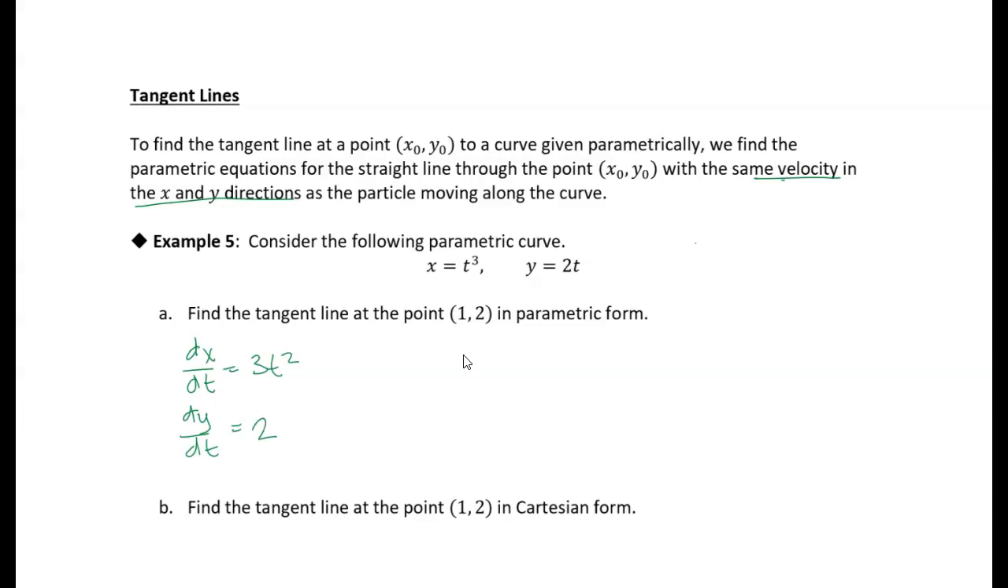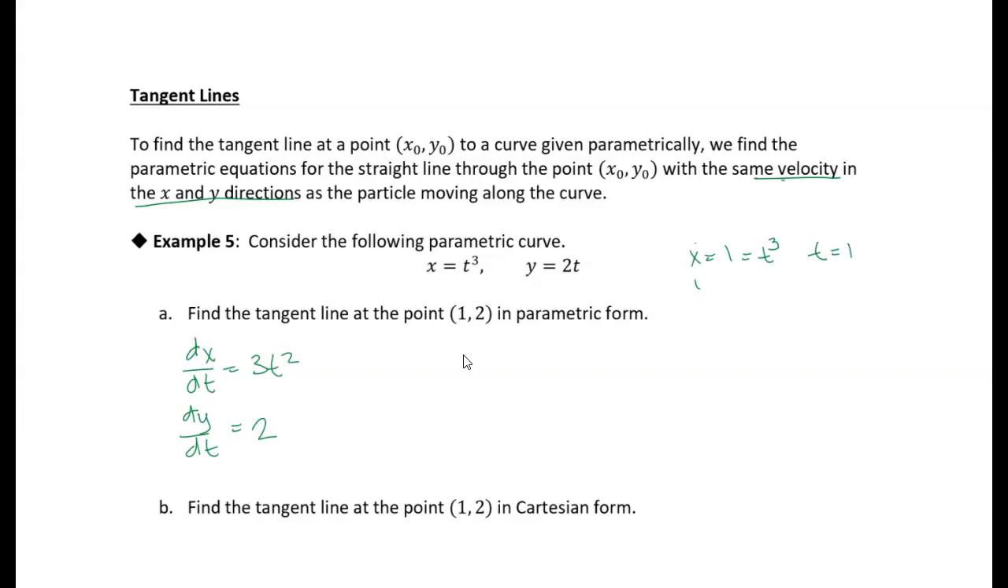So that gives us velocity in terms of t, but we don't have t, we have a point. So we've got to figure out what point in time this is. Is the particle moving along this curve at the point (1, 2)? So we want x equals 1, and that'll happen when t cubed is equal to 1. So that just tells us t equals 1, and that's really all we need.